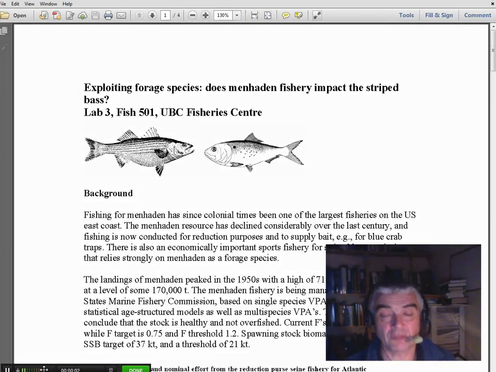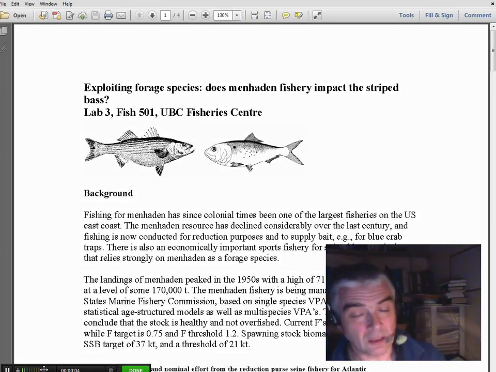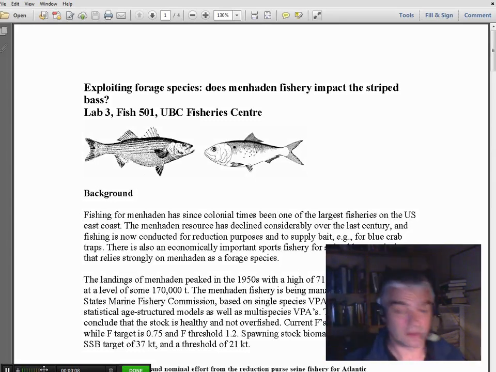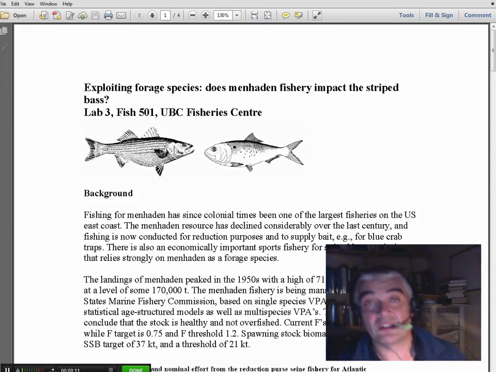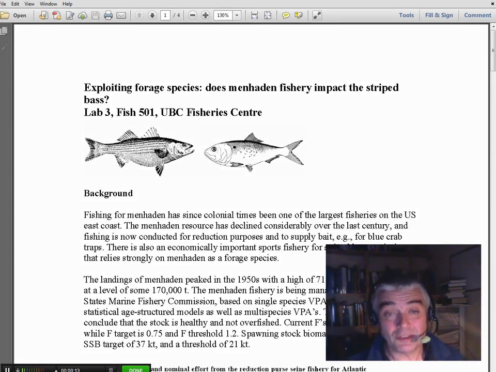I'm going to do a quick run through of the Menhaden practical that was written by the University of British Columbia, and they provide a worksheet. It's probably something that most people who've ever done Ecopath have used as part of the learning process.